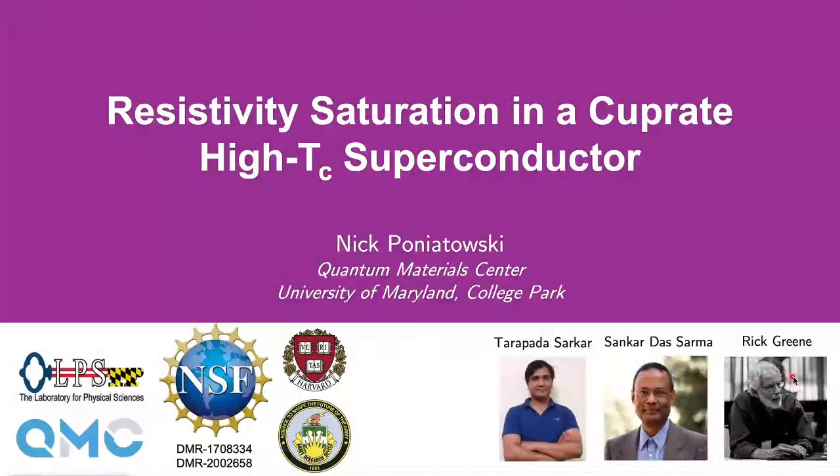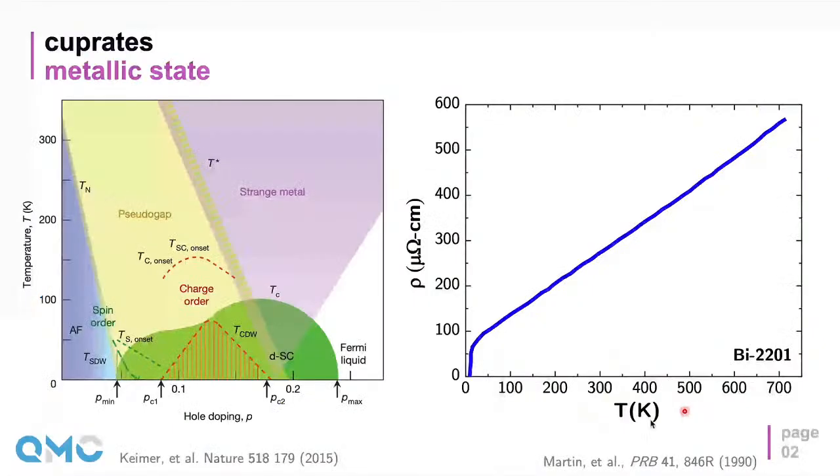Related to some work I did in Rick Green's group at the University of Maryland in collaboration with Trnka de Sarma. And so as everyone is probably aware, the cuprates, in addition to being high-temperature superconductors, also exhibit a very wide array of other interesting phases of matter, most notably the so-called strange or bad metallic normal state, which basically deviates from just about every expectation of what one might have of what constitutes a metallic phase.